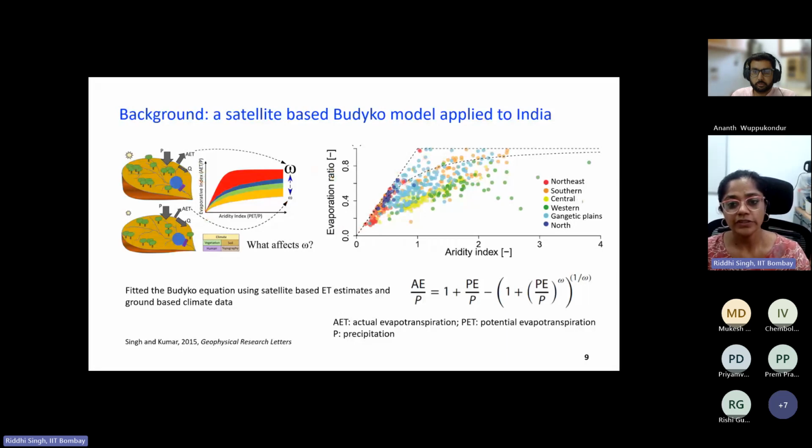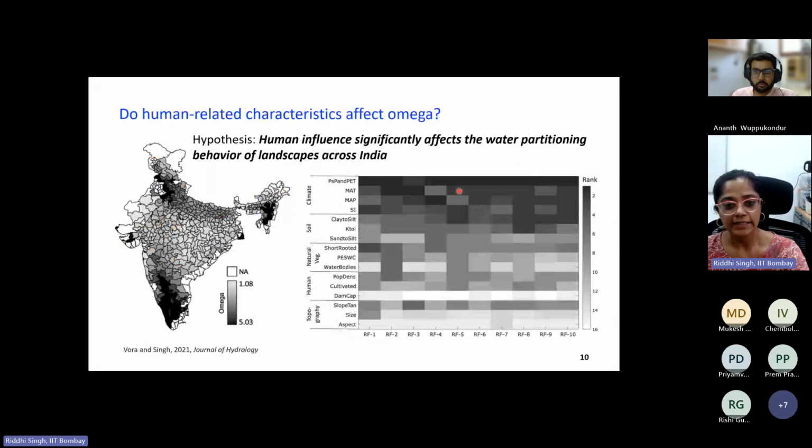Now we took those regions. These are around 600 districts in India. Each district is a dot here, and we took each district and calibrated this omega parameter. In the next analysis, we took this omega, which varied across India, and tried to think about whether omega shows more of a signature of climate, or landscape properties, or human impacts.